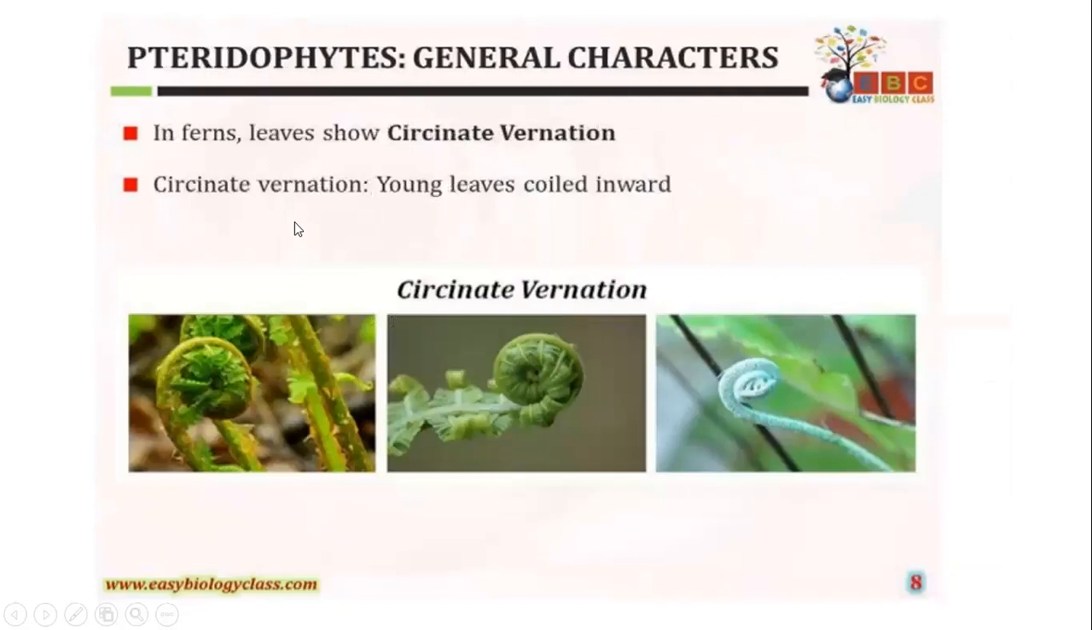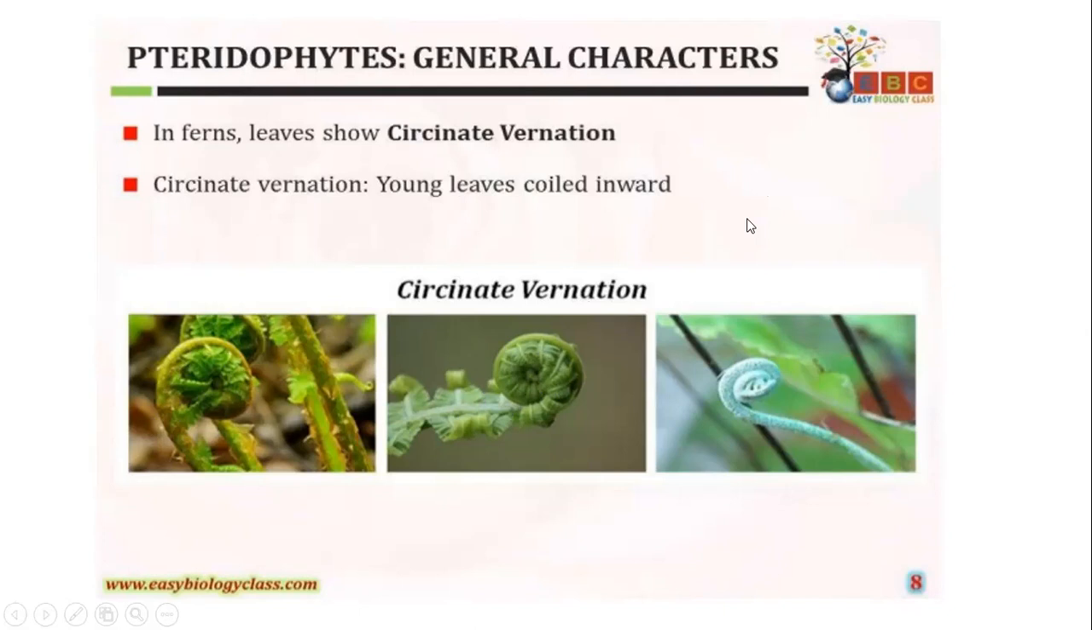Another important point in pteridophyta is that in some of the leaves you can see circinate vernation. Circinate vernation means the younger leaves, the first formed leaves, are coiled inward, like this. The leaf is coiled on the inner side. This is called circinate vernation. This is a characteristic feature in most of the pteridophytes, showing this type of vernation.